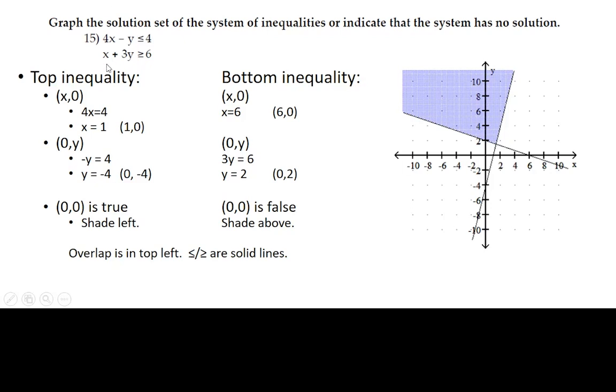The solution overall of this system is going to be where the shadings overlap. Now let's do the same stuff with the bottom inequality. Let's find the x-intercept. That's where y is 0. Imagining that that was an equation instead of an inequality, the 3 times 0 would go away, just leaving us with x equals 6. So that was relatively simple. X equals 6, y equals 0. We plot the point 6, 0 right there.